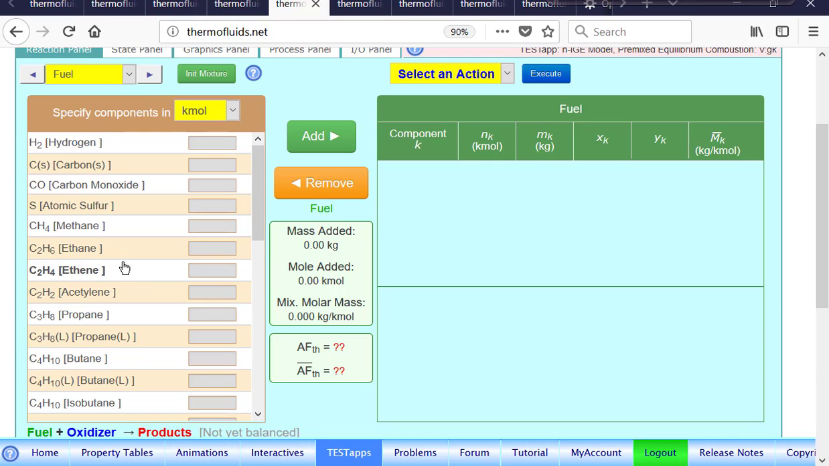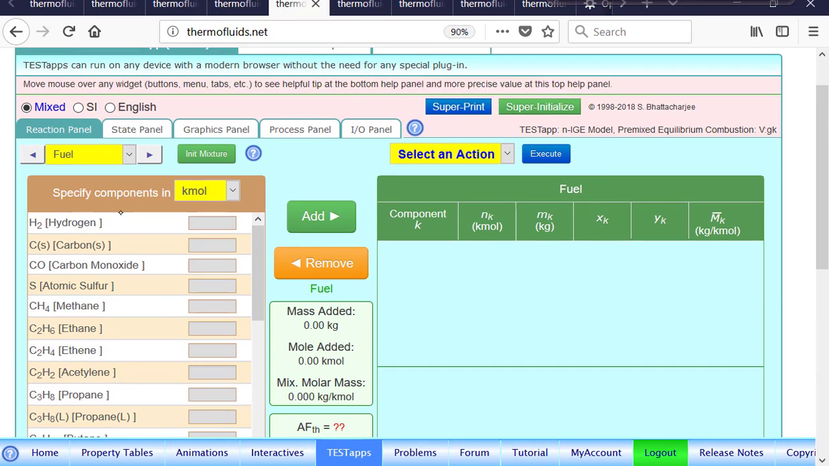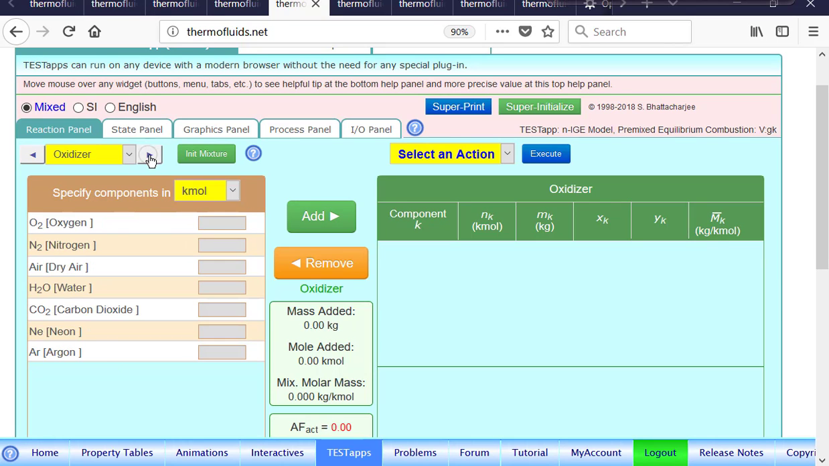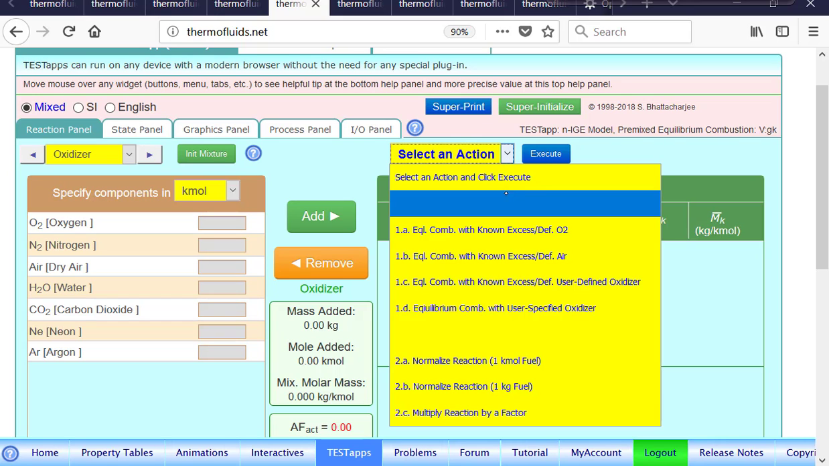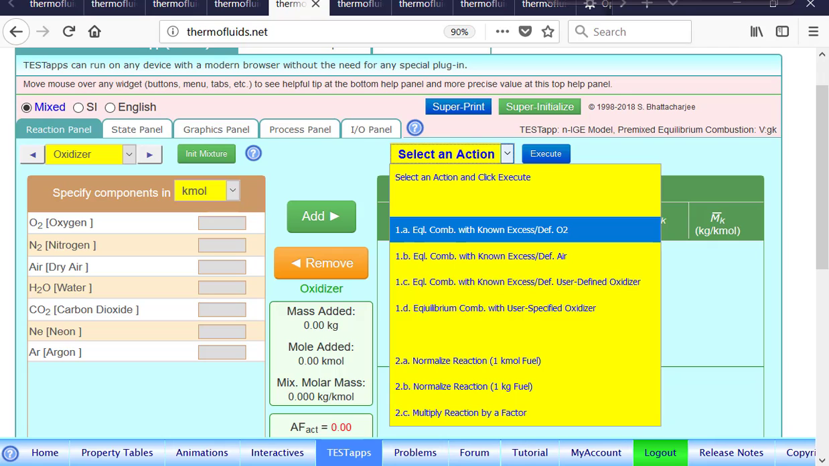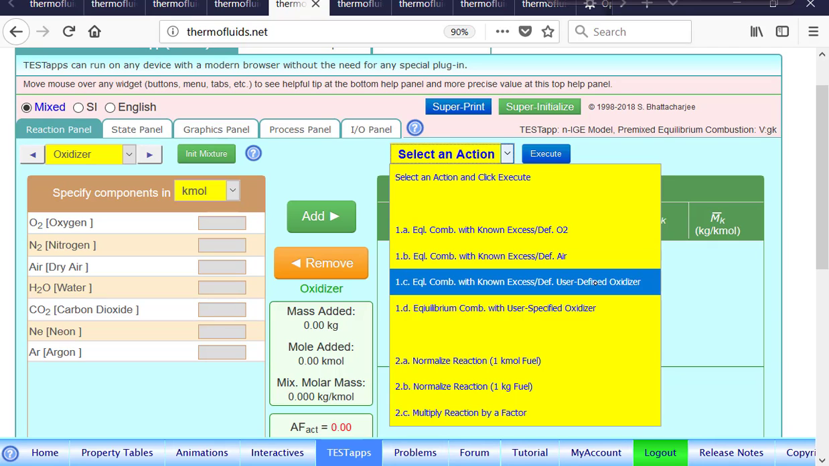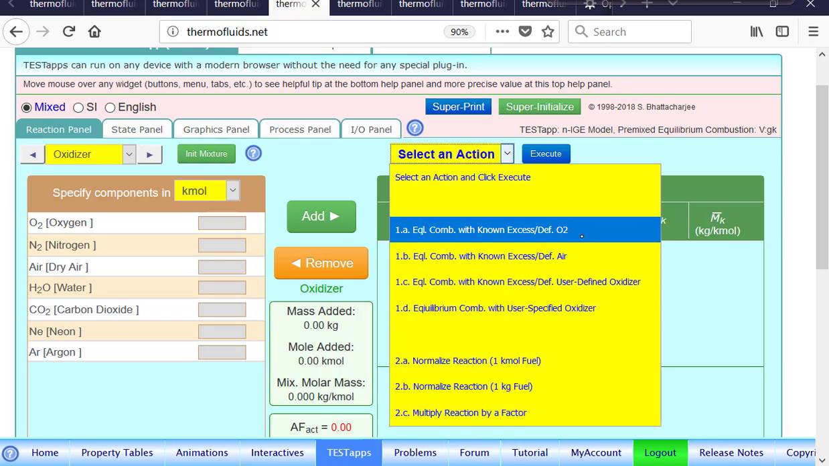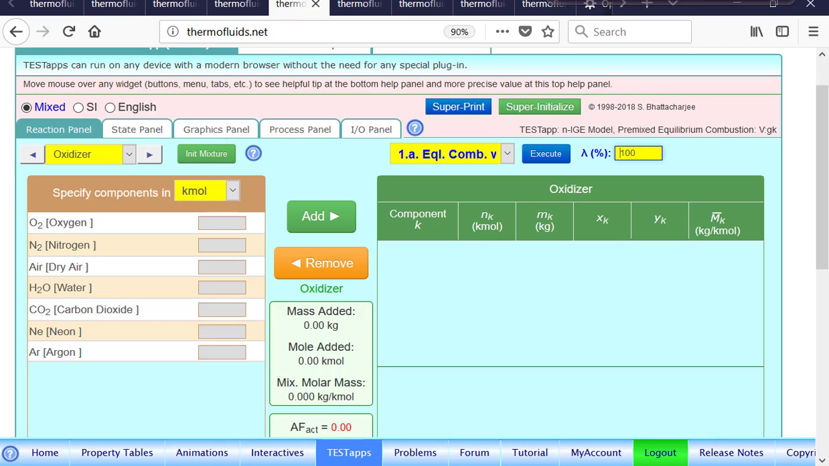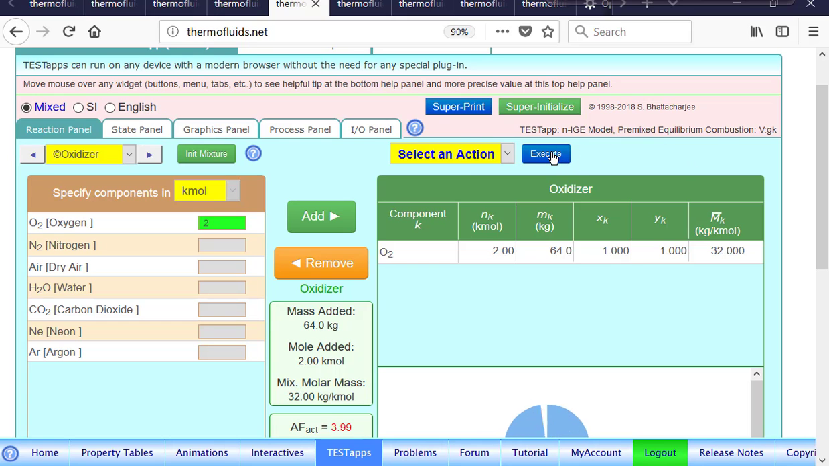Let's say we have methane, where is methane? Here, 1 kilomole of methane, and for the oxidizer, let's pick a particular reaction. Let's say we want to balance with pure oxygen. So we choose equilibrium combustion with known oxygen, pure oxygen, 100%, execute. So it will pick up oxygen. So this is my reaction right now.